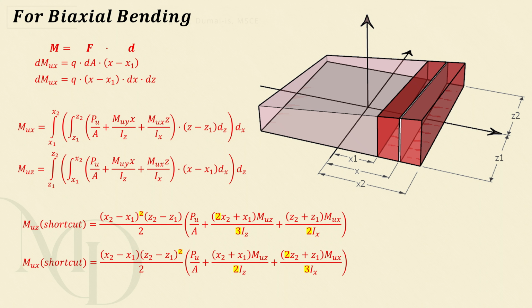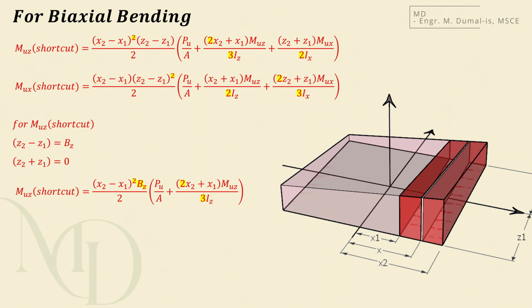Since there are two variables, we perform double integration with limits x1 to x2 and z1 to z2. The resulting moment gives us the expression for mux. Doing the same along the z-axis gives a similar equation for muz. After performing the integration, we arrive at the complete expressions for both.